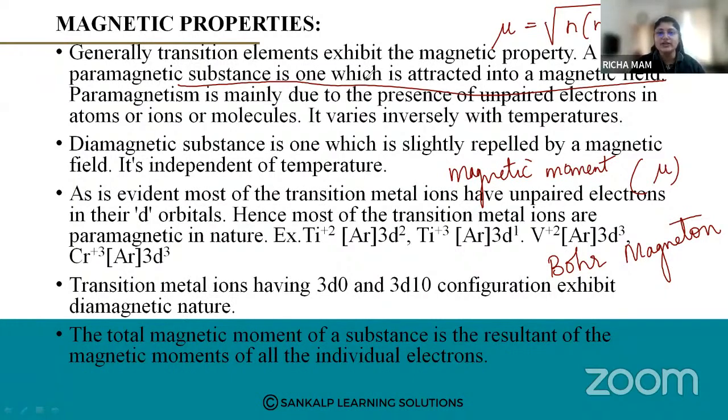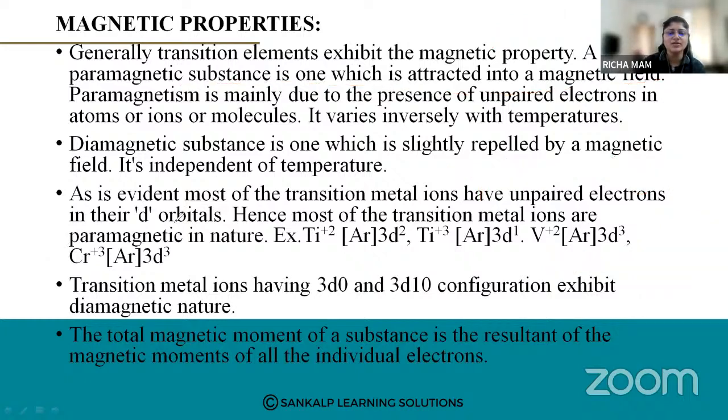So transition elements exhibit magnetic property due to the presence of one or more unpaired electrons. Most of the elements show paramagnetic behavior, which can be calculated in terms of magnetic moment, whose unit is Bohr magneton, using mu equals square root of n into n plus 2, where n is the number of unpaired electrons. The magnetic moment value increases with the increase in the number of unpaired electrons.